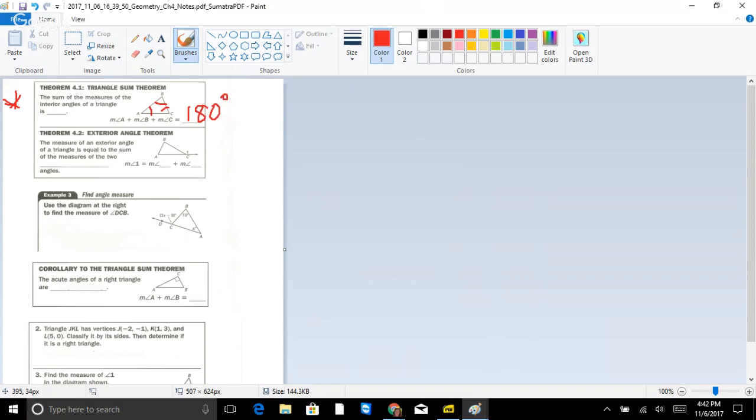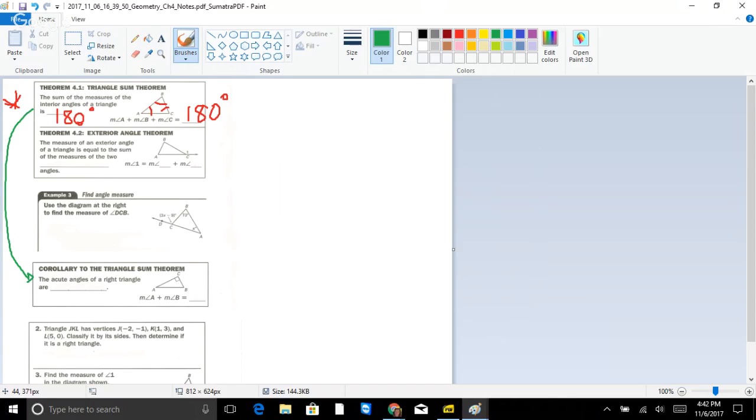So every triangle, if you add up the three interior angles, the sum of the measures of the interior angles of a triangle is 180 degrees. So I'll let you guys pause this and ask your parents if they remember that. Sum of the interior angles of a triangle always equals 180 degrees. And then we have this corollary theorem down here that goes along with it. So the corollary theorem says, all right, we know that every triangle, all three angles add up to 180 degrees.